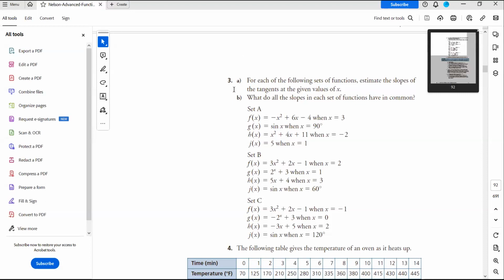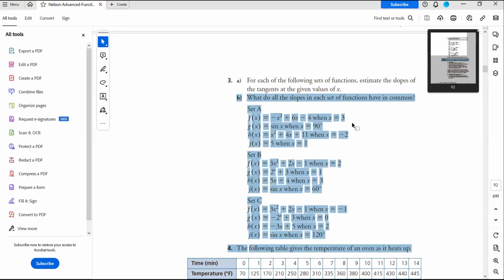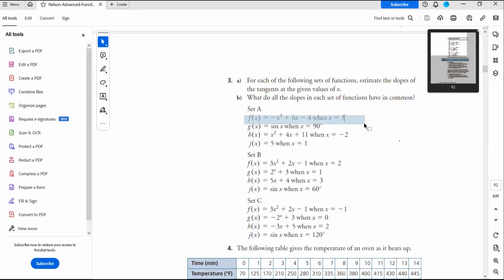Question number 3, set B. Not all of them, but just evaluate the slope of each function at the specific point. So for example, for the quadratic function, when x equals 3, give the slope of a tangent line basically at this point.